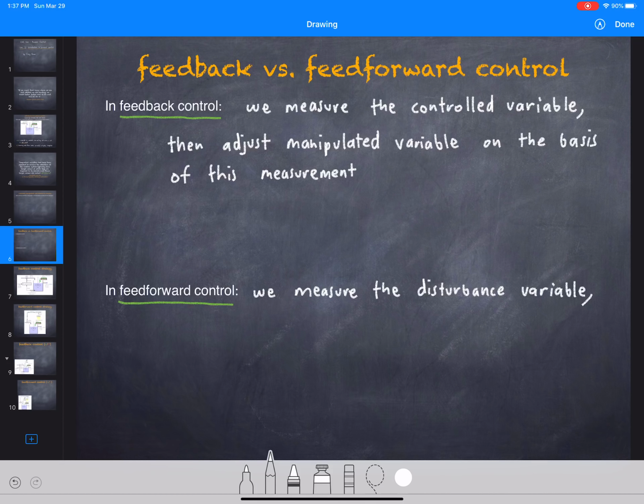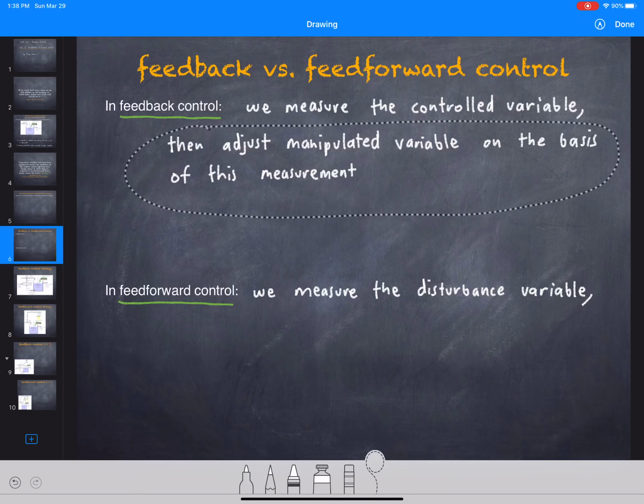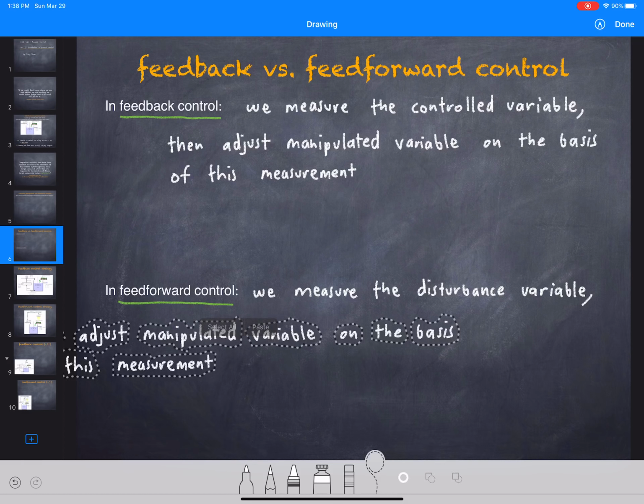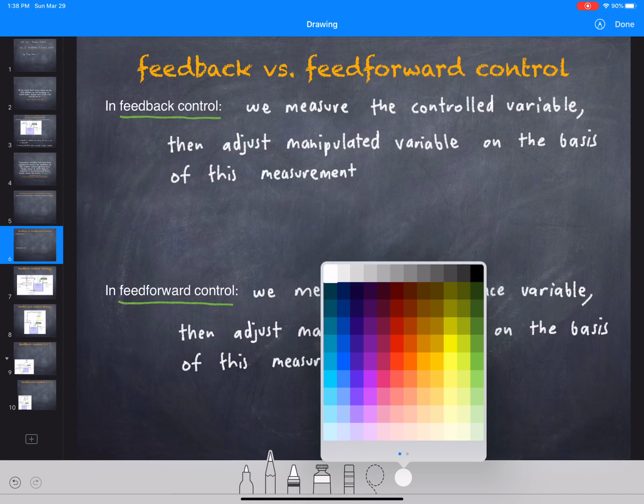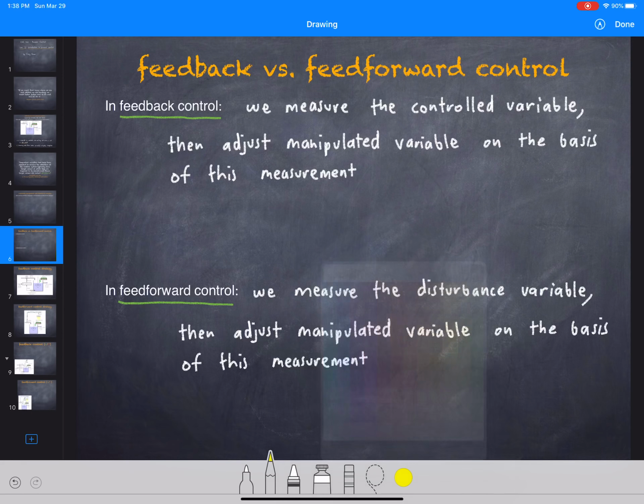And then still, we adjust the manipulated variable based on the measurement of the disturbance variable. So I can copy and paste this stuff down here because it applies here as well. Yep. So the key difference, so I'll use yellow. The key difference is that in feedback control, you measure the controlled variable, which would be how salty the water coming out of the tank is, and then take action based on that. Open or close that water valve based on that. Feed-forward control, we measure the disturbance variable, which here would be the incoming flow rate of salt, and then take action based on that, still adjusting that control valve.